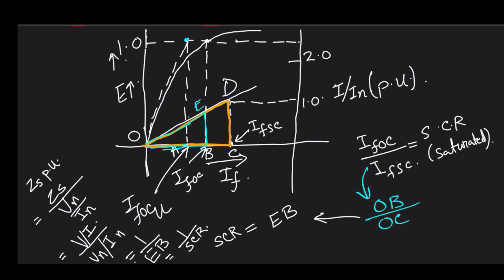So your per unit synchronous impedance is just inversely proportional to your short circuit ratio, the saturated short circuit ratio, obviously. You can see here that the saturated short circuit ratio is somewhat higher than the unsaturated short circuit ratio. Now what is the physical interpretation of short circuit ratio?